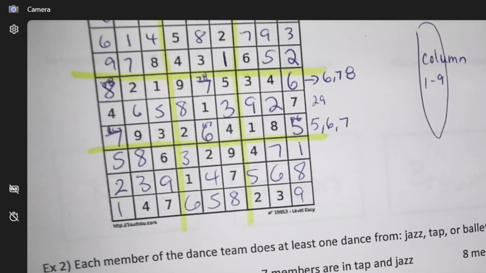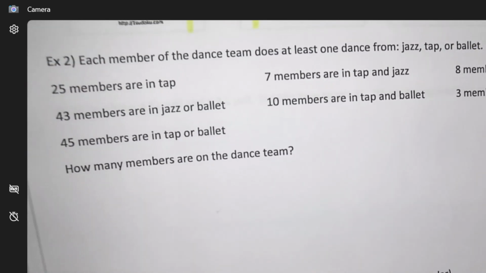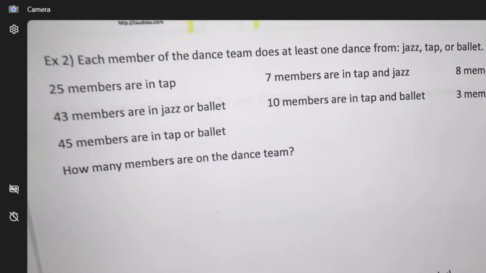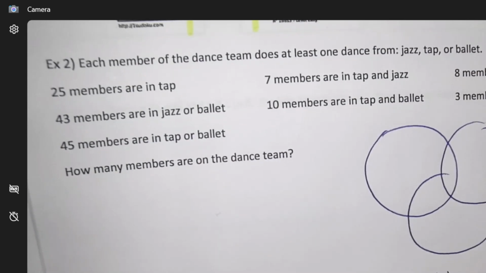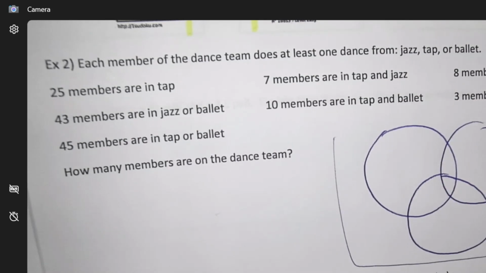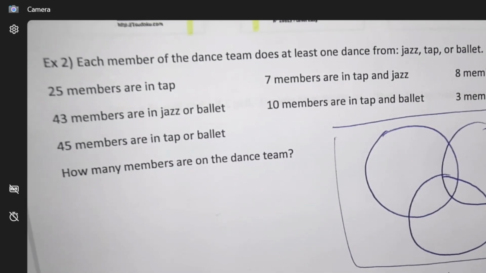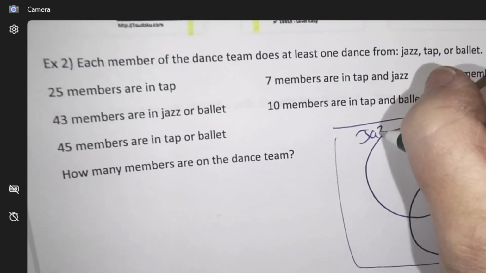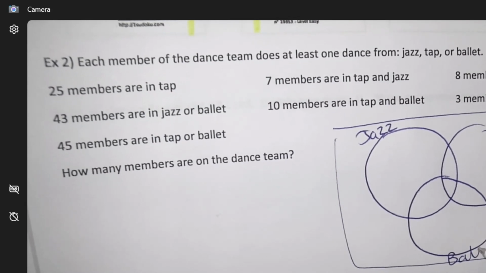Okay, we're going to move to this next one. Okay, so we have 3 dance classes going on. So I need you guys to draw a Venn diagram. And this is called a Venn diagram. And there's 3 things that are overlapping. And we're going to label them jazz, tap, and ballet.